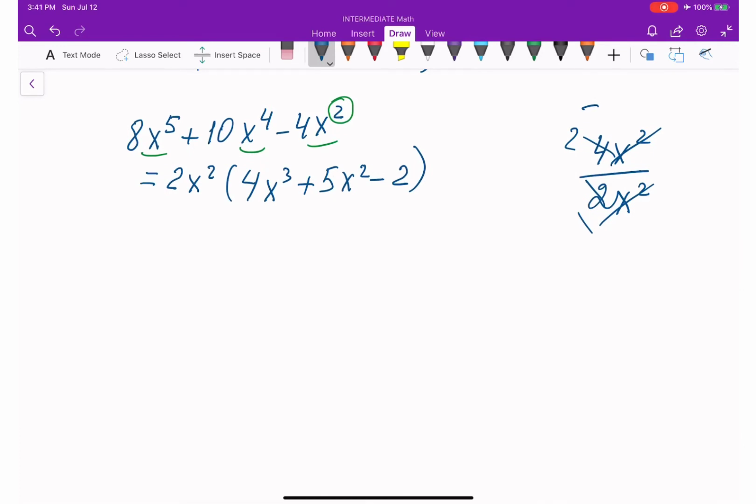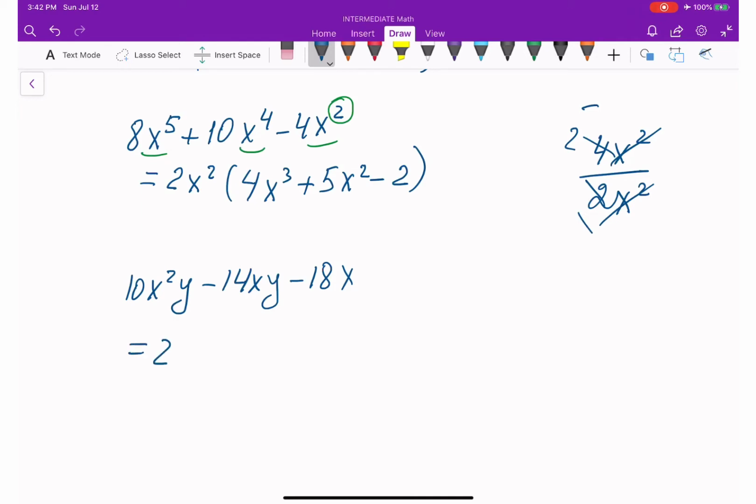All right, next one. 10x^2y minus 14xy minus 18x. So what is going to be the greatest common factor between 10, 14, and 18? Well, it's going to be only 2, because beyond 2 you can't find anything greater than that. So it's going to be 2.